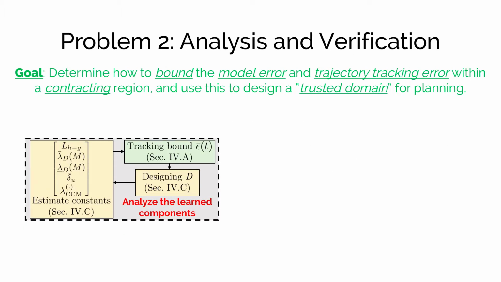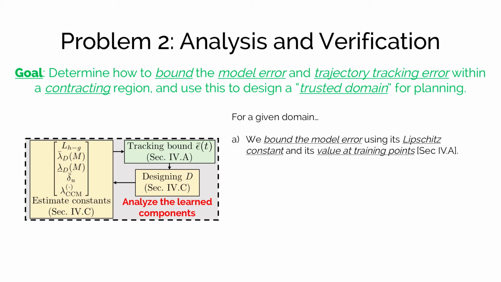In the next section of our method, we seek to analyze the quality and verify the correctness of our learned model and controller. In particular, we wish to find a bound on the model error and on the trajectory tracking error within a region which is verified to be contracting, and then use this information to design a trusted domain that the system should remain inside during planning. Assume for now that the trusted domain D is given.